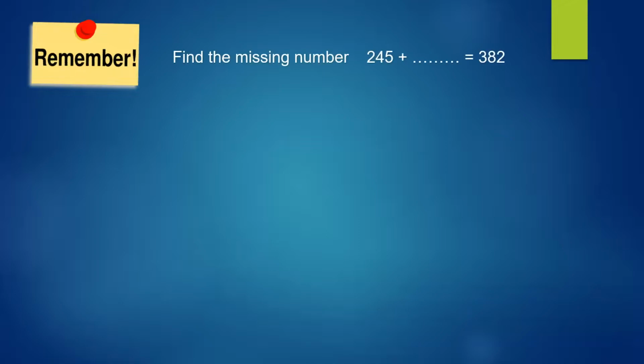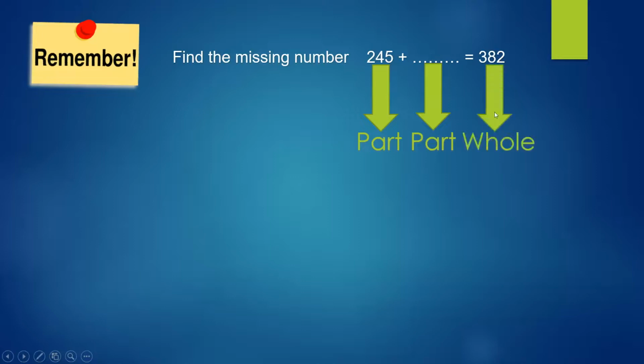If I want to find the missing number of 245 plus space equals 382, we know that in addition, the first number is part, the second number is part, and the sum is the whole number because it's the biggest number in addition. In addition, first number is part, second is part, and the answer is the whole.